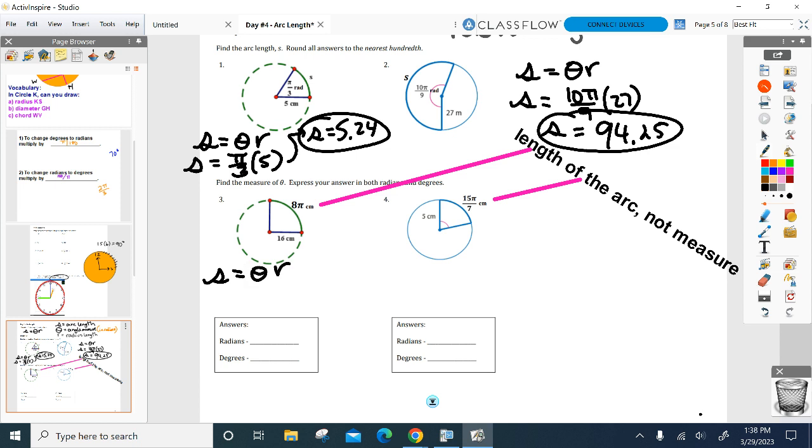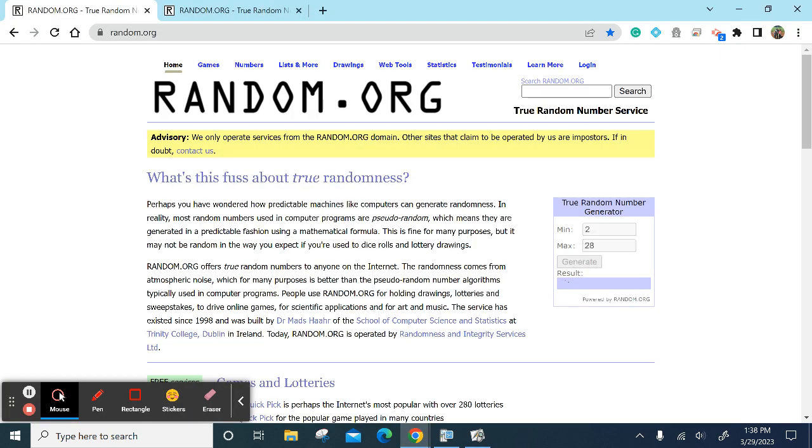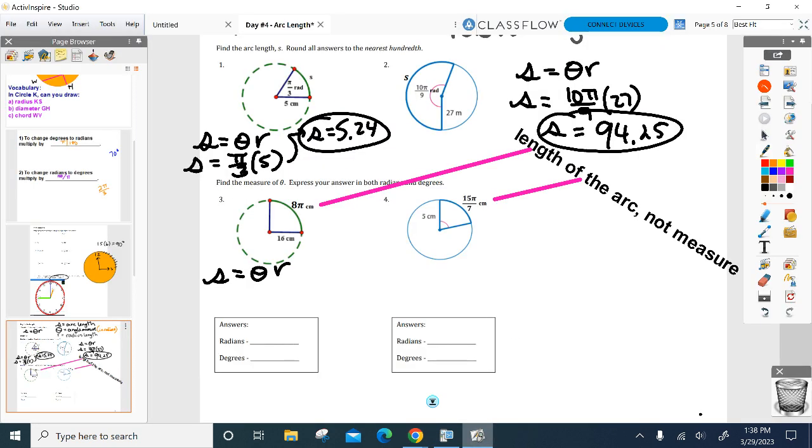Just remember, when we solve for the angle, what type of units will it be in? Radians, right? It will be in radians at the end. So what is the arc length again? So I can plug that in for S. The arc length, 8 pi, equals theta, what we're solving for, times R, which is 16.